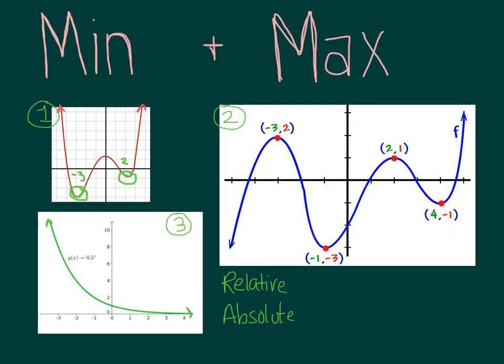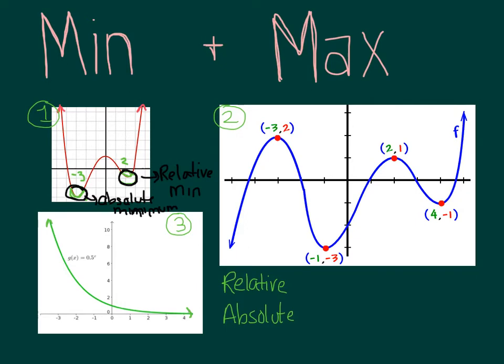We would call this at 2 a relative minimum, because relative to the other points in its region, it is a minimum, but it is not the lowest point on the entire graph. Therefore, over here at -3, we would call this an absolute minimum, because it is the absolute smallest point on the graph.